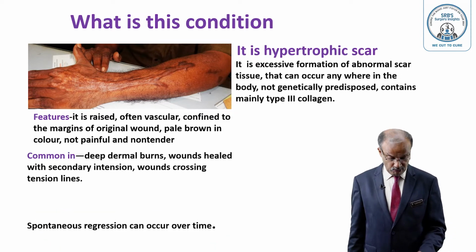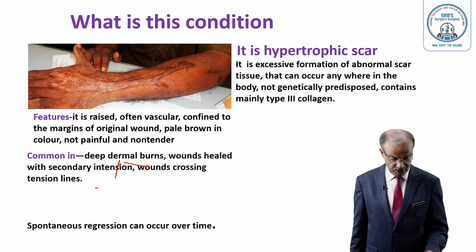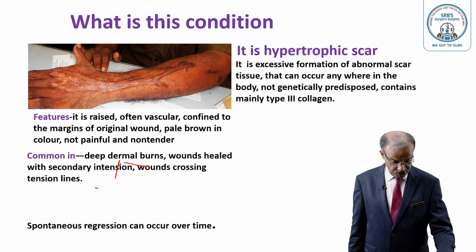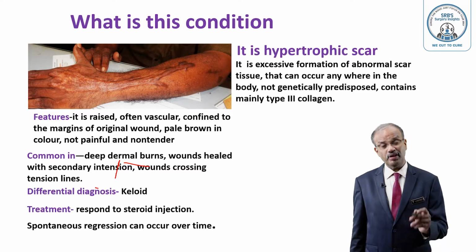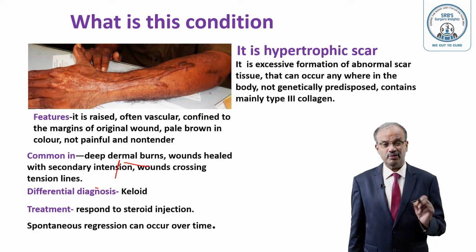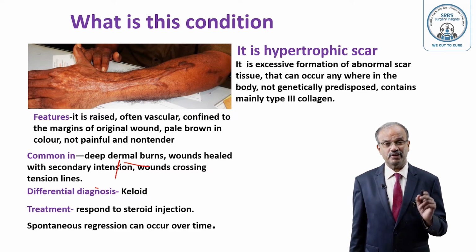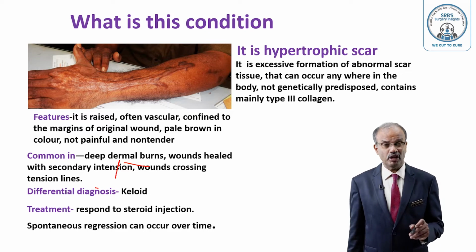It is common in deep dermal burns, wounds healed by secondary intention, and wounds crossing tension lines. These are the different features of the hypertrophic scar. So you should know the differentiation from keloid. Treatment: it responds to steroid injection. You can give steroid, you can excise it, you can put sutures, you can put a graft, and continue to give steroid, that may be helpful.